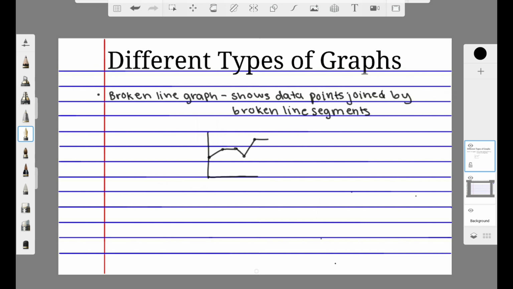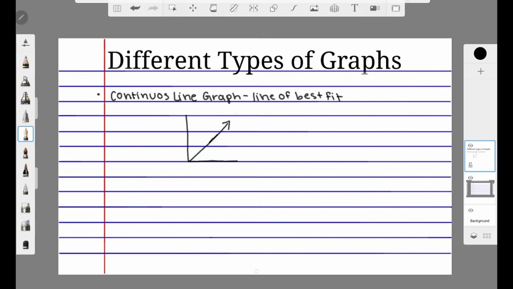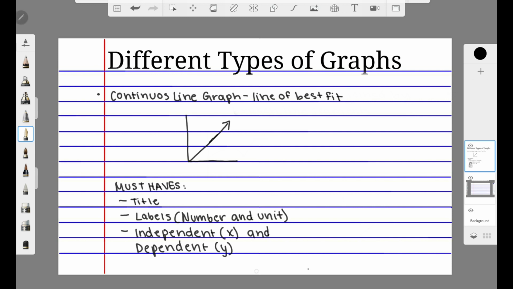A broken line graph shows data points joined by broken line segments. A continuous line graph could be considered your line of best fit. This is one straight, continuous line that connects all the data points.